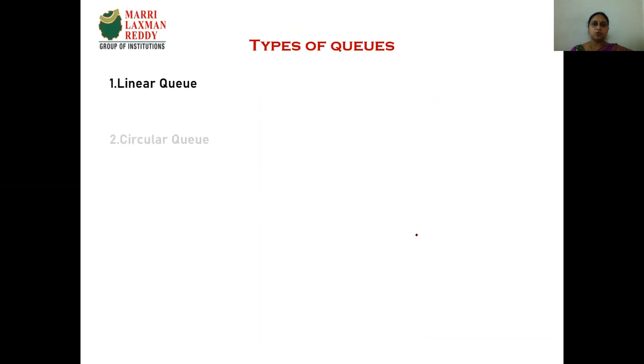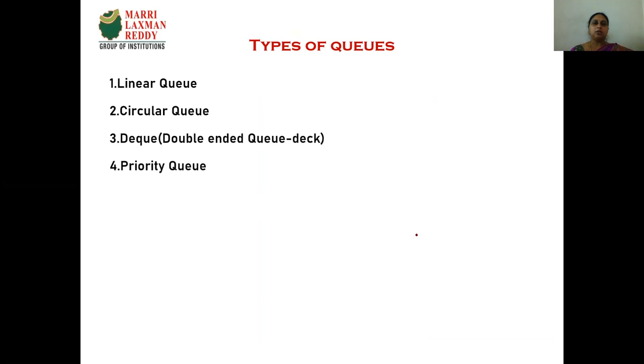Coming to the types of queues, queues are classified into four types mainly: linear queue, circular queue, DQ, that is the double-ended queue, and the last one, priority queue. But in our syllabus, we are going to discuss only three queues: linear, circular, and double-ended queue. The double-ended queue is also known as deque.